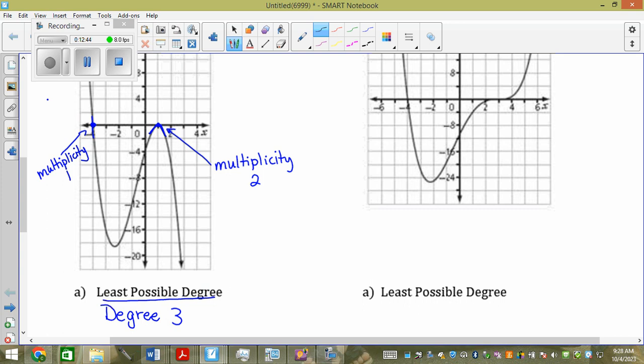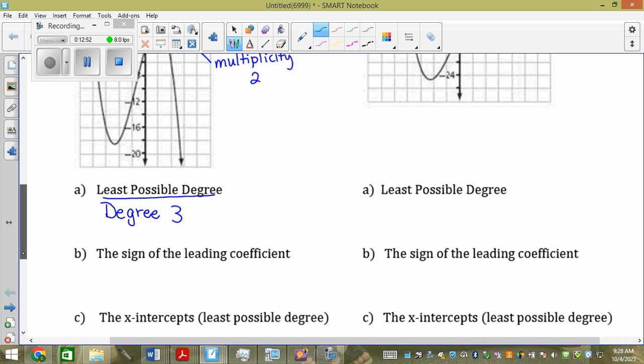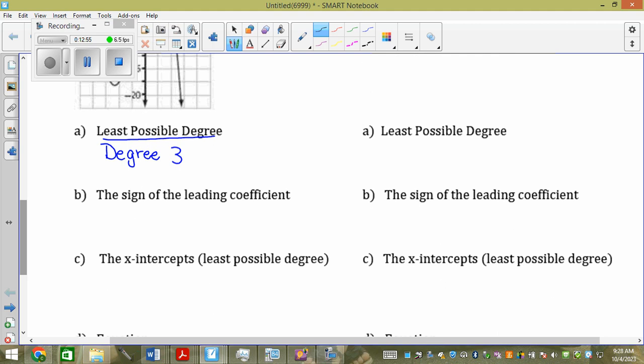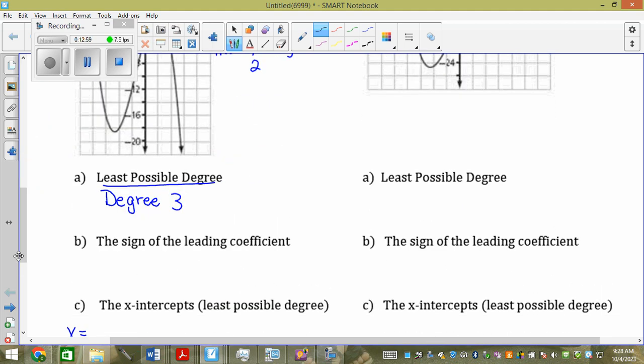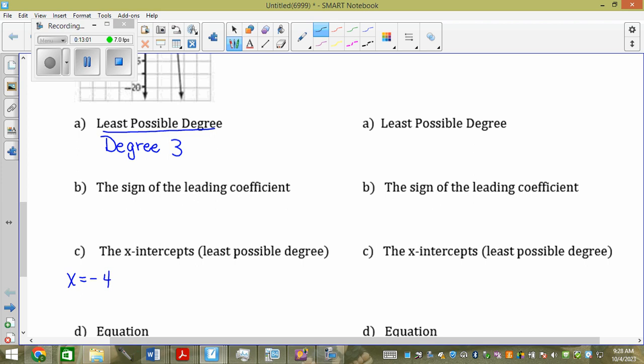Okay. So if I add this one up and this one, that's a degree 3. Let's talk about it in x-intercepts. So what are the x-intercepts? X equals what? -4. Do I have to write multiplicity 1 behind it? You can, but that's the only one you do not have to write. If you don't write anything, we assume it's multiplicity 1. Would you have to write it as a coordinate if you just write x equals -4? If you write multiplicity, you do not have to write it as a coordinate.